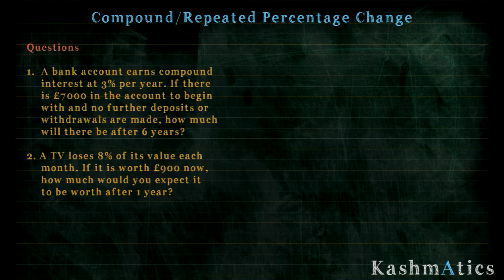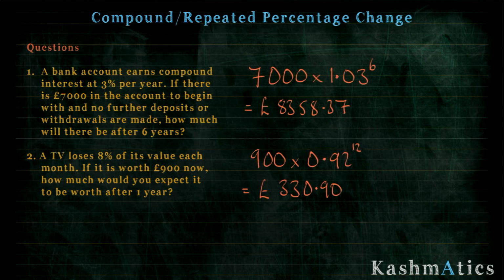So I'm about to reveal the answers in 3, 2, 1, and there you go. Okay, so nice simple calculation for these two. Okay, so the first one, 7,000 times 1.03, so that's a 3% increase to the power 6, which gives you £8,358.37. And for the TV, it's going to be 900 multiplied by 0.92, because if you're losing 8% of your value, it means 92% is left. And that'll be to the power 12, because it's losing it every month, and there's 12 months in a year.